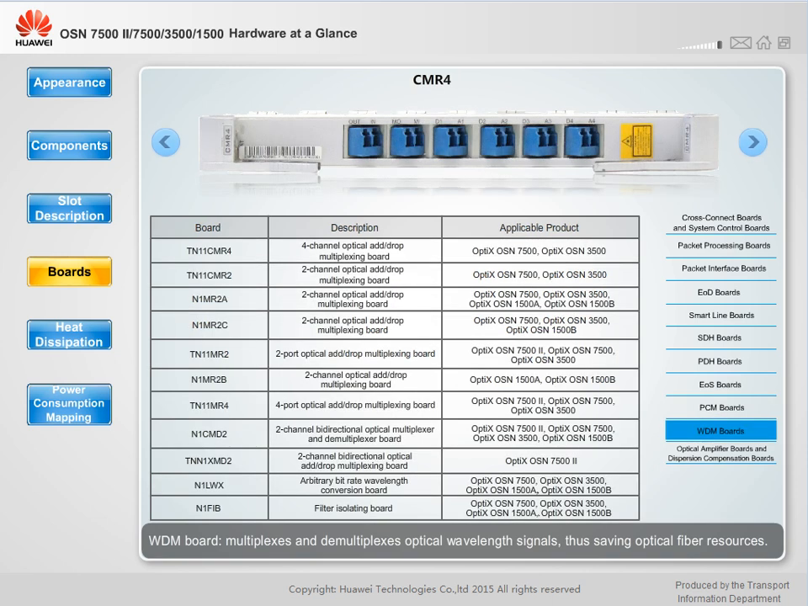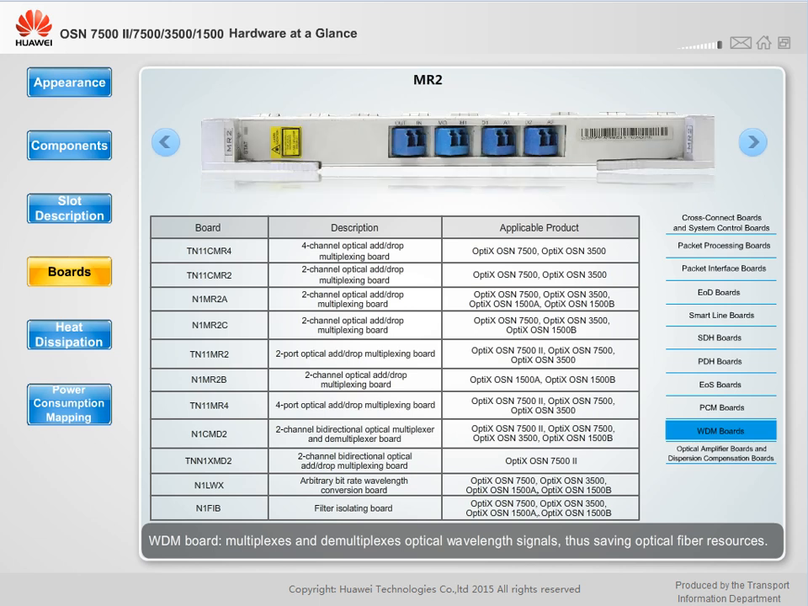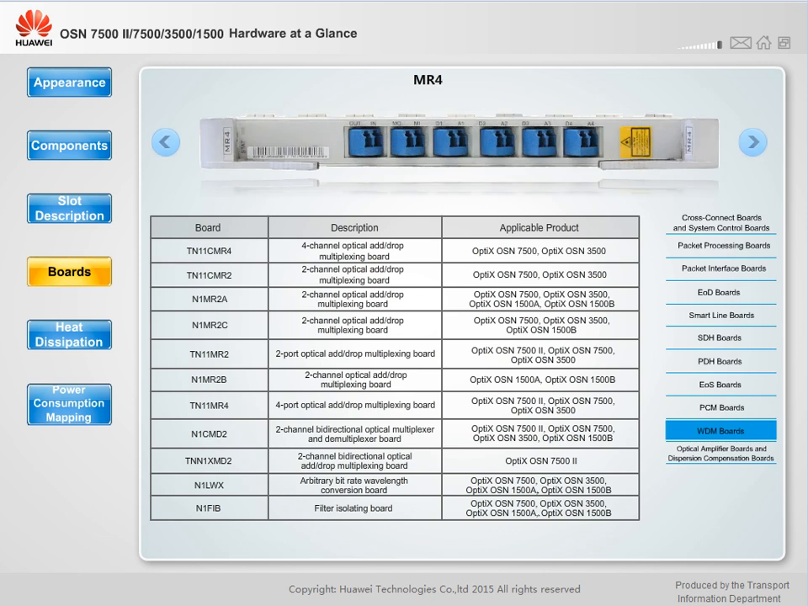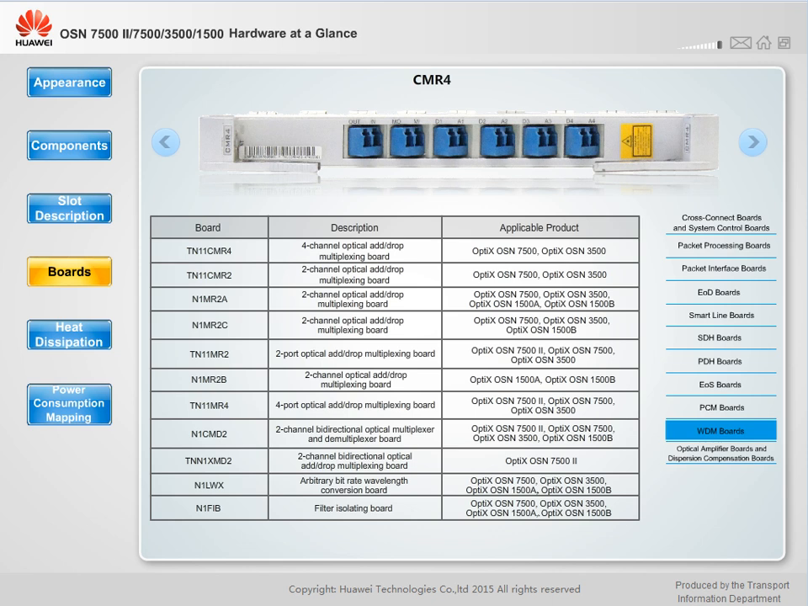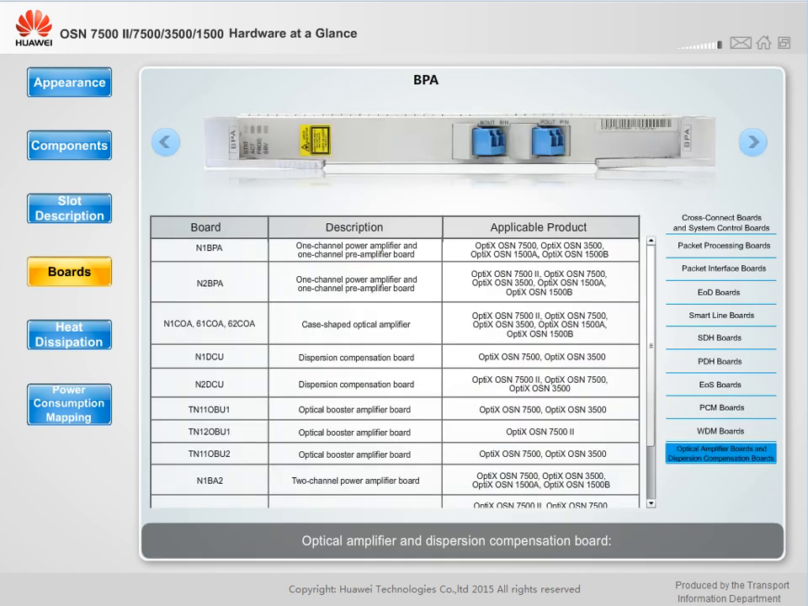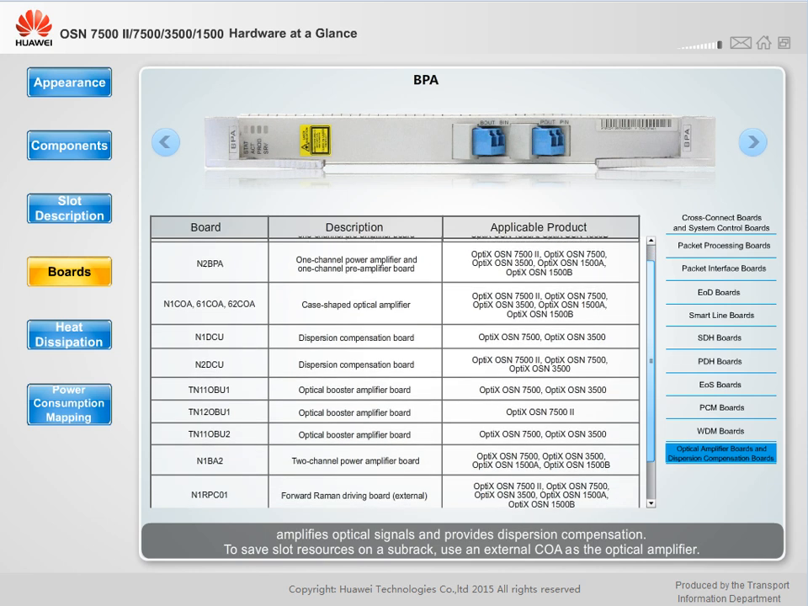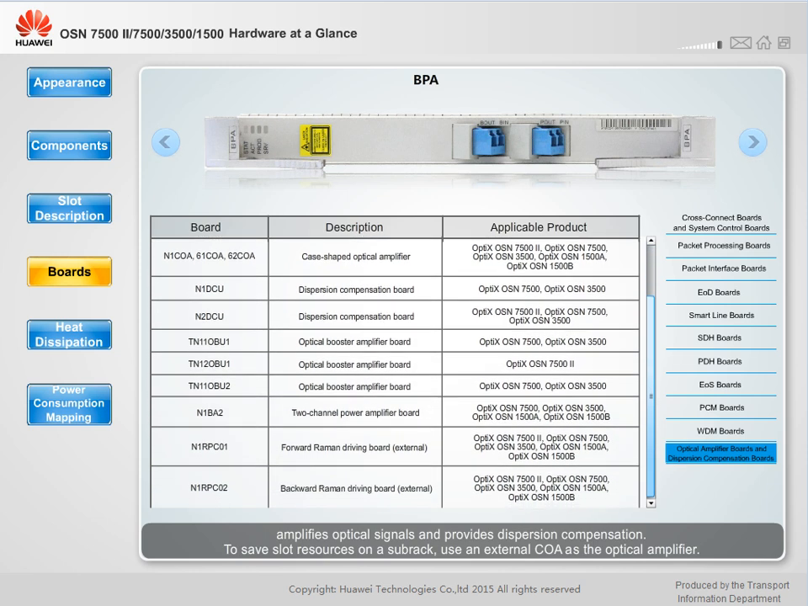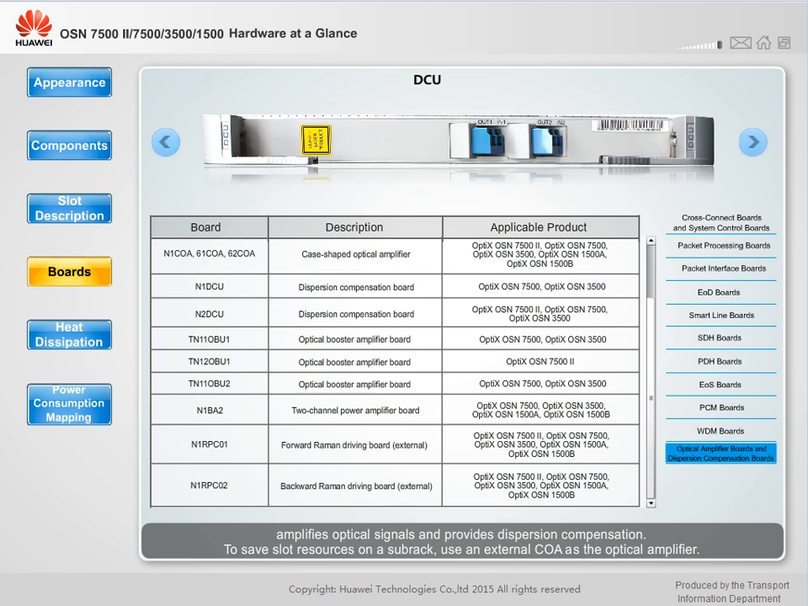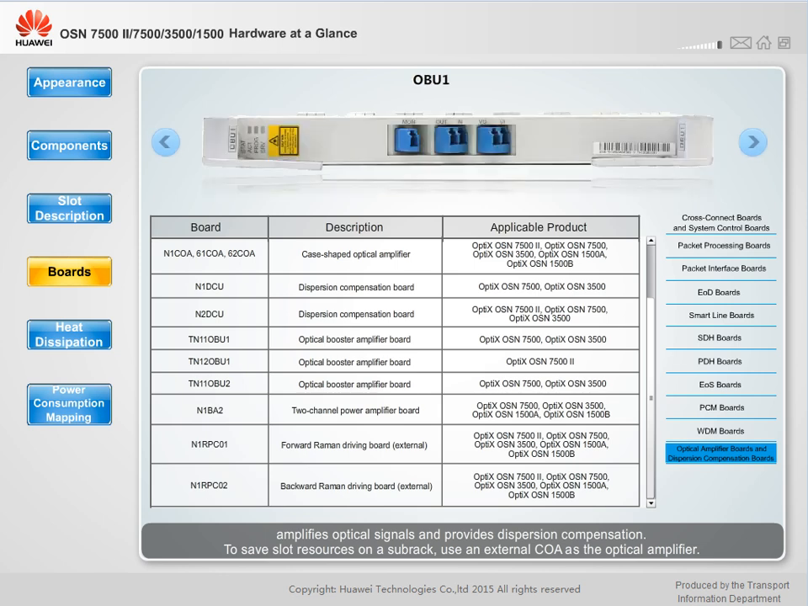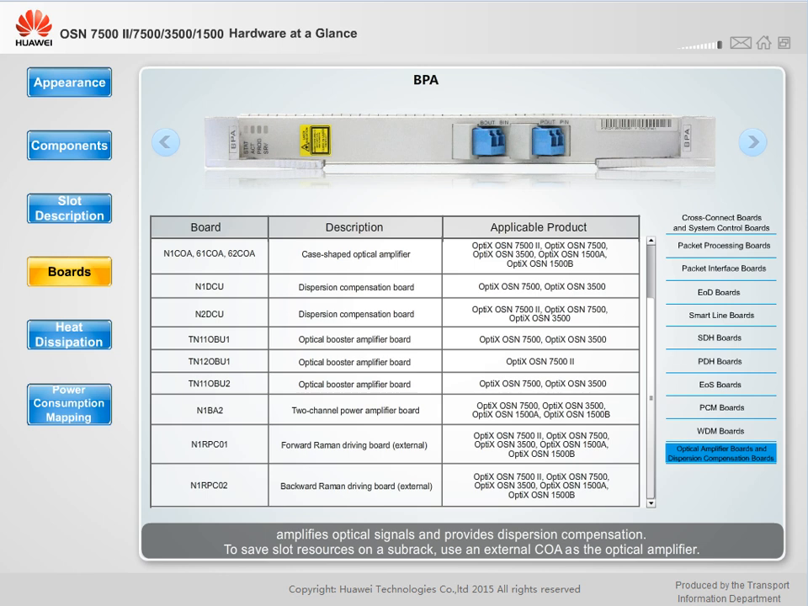The WDM board multiplexes and demultiplexes optical wavelength signals, thus saving optical fiber resources. The optical amplifier and dispersion compensation board amplifies optical signals and provides dispersion compensation to save slot resources on a subrack. Use an external COA as the optical amplifier.